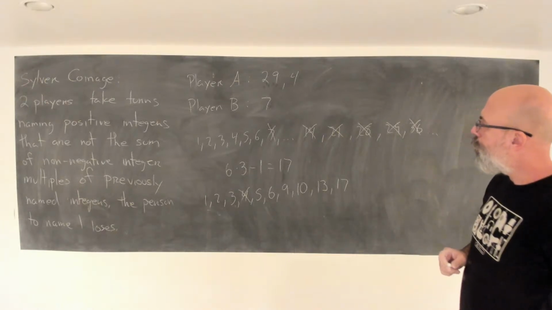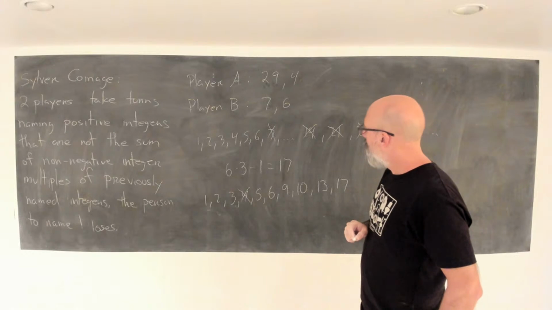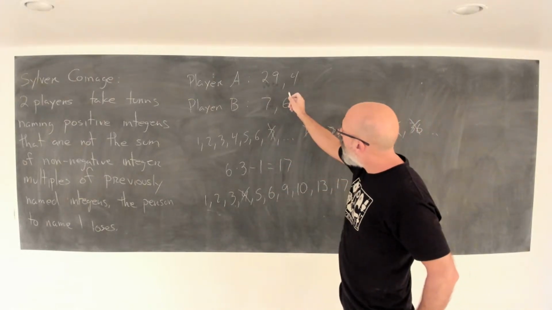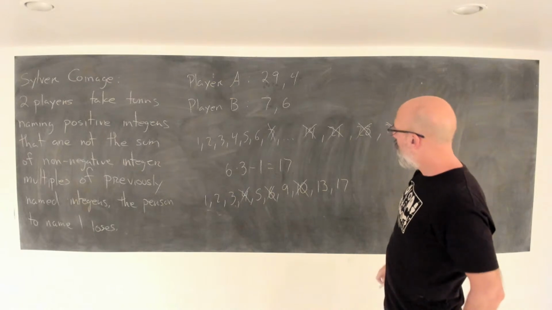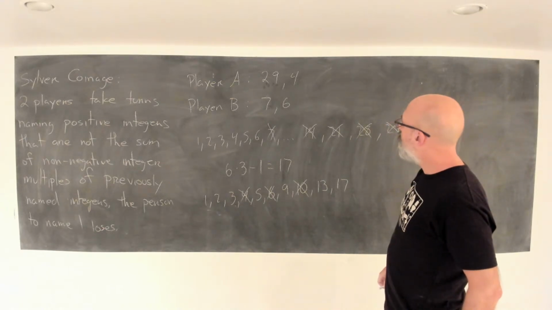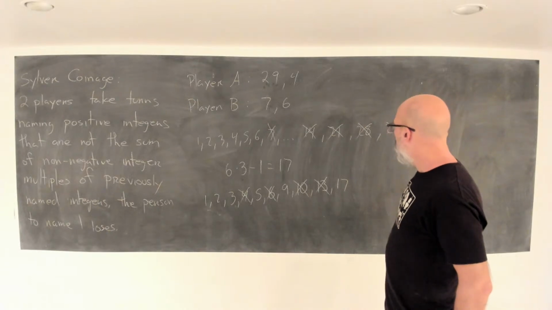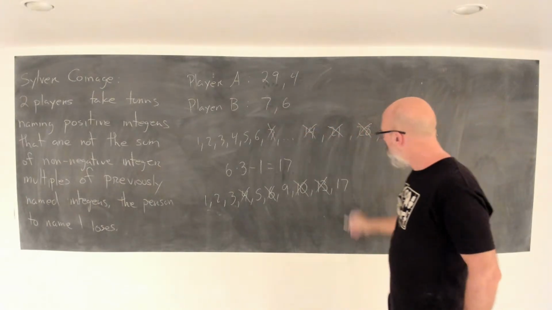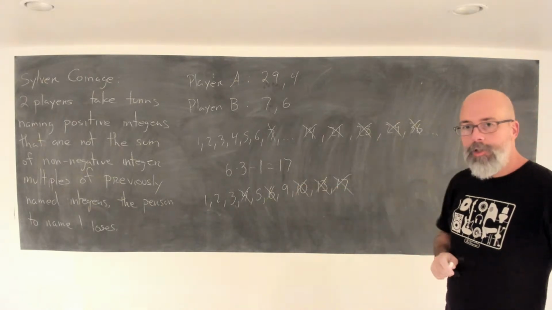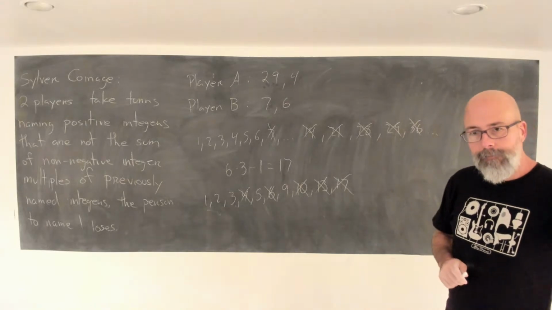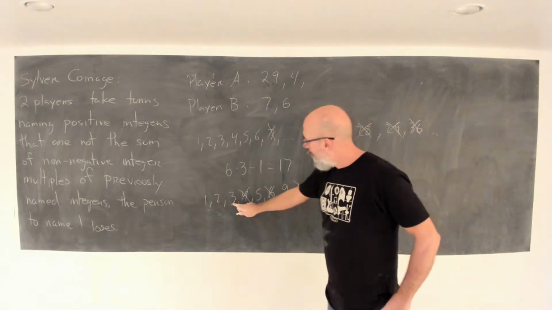So what is B going to choose? Let's say B chooses 6. So what choices are left for player A? Well, 6 is gone. 6 plus 4 is 10, so that's gone. 6 plus 7 is 13, that's gone. 6 plus 4 plus 7 is 17, that's gone. Only 4 choices left for player A. What is player A going to choose? Well, that's up to you. Let's say player A chooses 3.